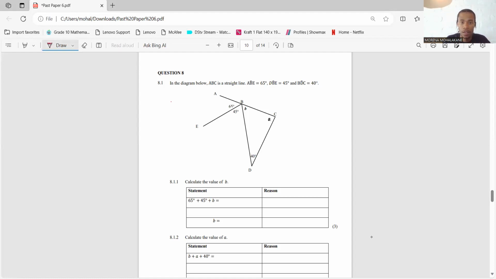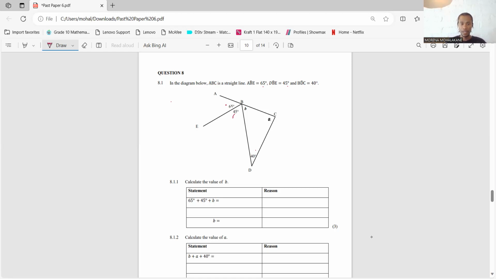You are given ABC, and you're given that it is a straight line. You have angle ABE equal to 65, DBE equal to 45, and then BDC, which is 48. Now, calculate the value of B.